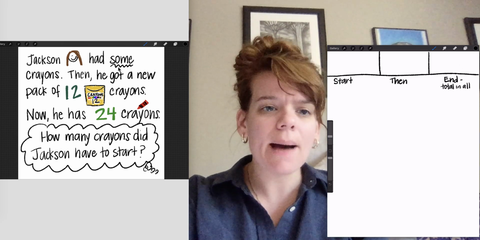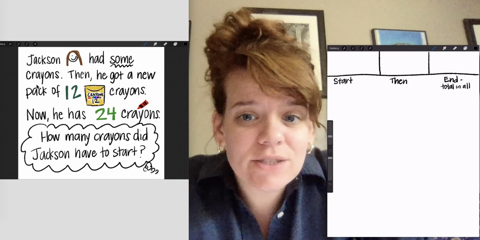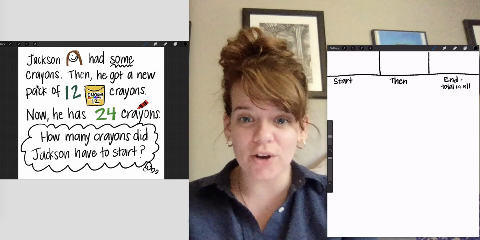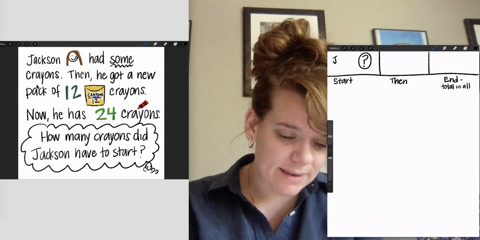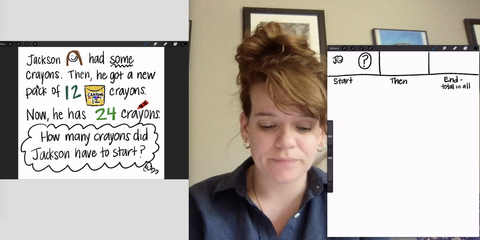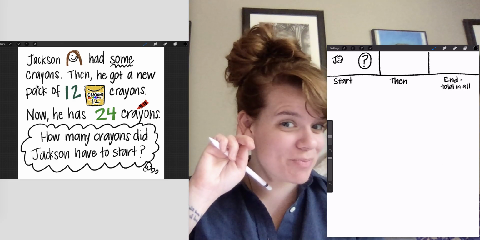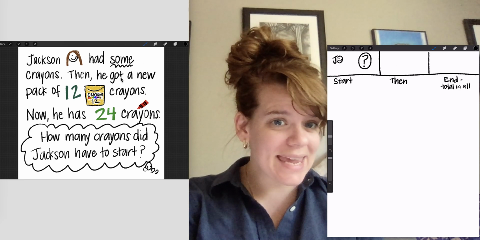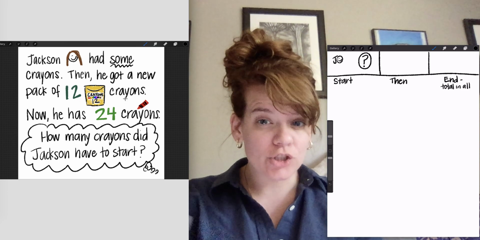Jackson had some crayons. How many did he have? That's right, we don't know. He had some. So Amy already knows what we're going to do next. We are going to put a question mark. Jackson had some crayons. Then, do your ears perk up? They should, because we're looking for what's going to go next. Then he got a new pack of 12 crayons. So he got something new.